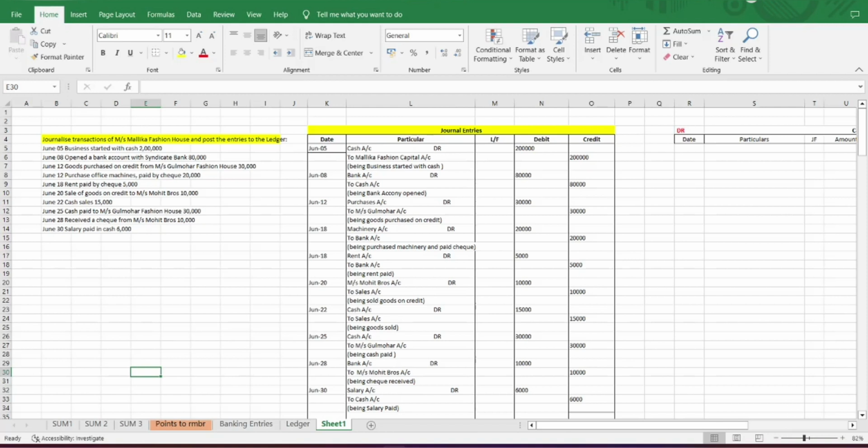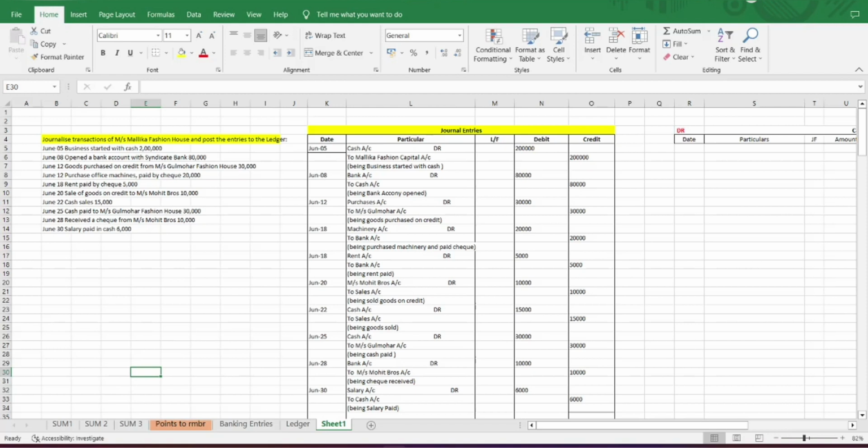Today we will be looking into a whole problem where we will be recording and then posting the transactions in our ledger. Let's get started. First, let us read out the transactions, and here the journal entry is ready for you. We will directly post them into our ledger. Journalize the transactions of Malika Fashion House and post the entries into ledger.